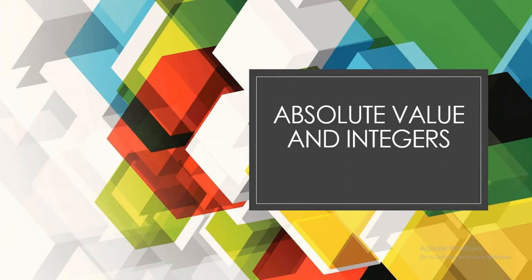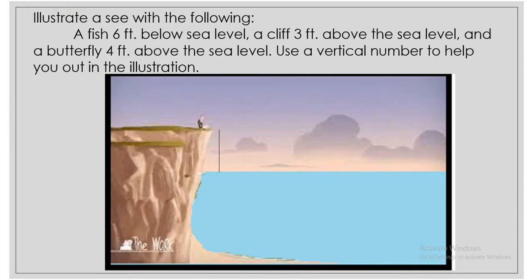Absolute value, and integers. Let us now illustrate a scene with the following. A fish 6 feet below sea level: 1, 2, 3, 4, 5, 6. A cliff 3 feet above the sea level: 1, 2, 3. And a butterfly 4 feet above the sea level: 1, 2, 3, 4. So use a vertical number line to help you out in the illustration.